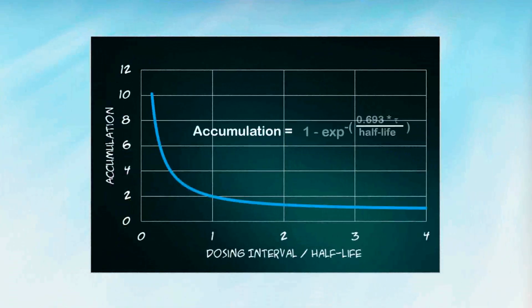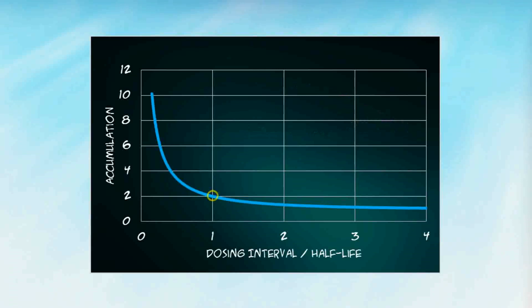This is a plot of the accumulation against the dosing interval to half-life ratio. The Greek symbol tau represents the dosing interval. When the dosing interval is equal to the half-life, the accumulation is twofold. Increasing the dosing interval relative to the half-life reduces the tendency of the drug to accumulate, while reducing the dosing interval increases the accumulation. The effects of the drug at steady state will be greater than observed after the first dose.